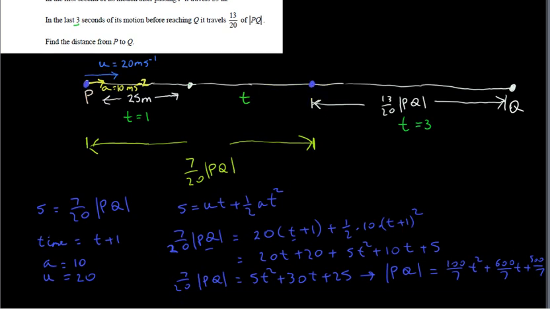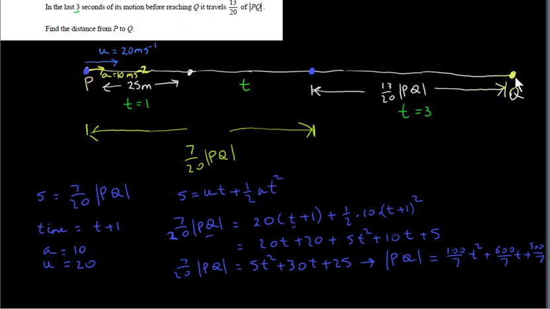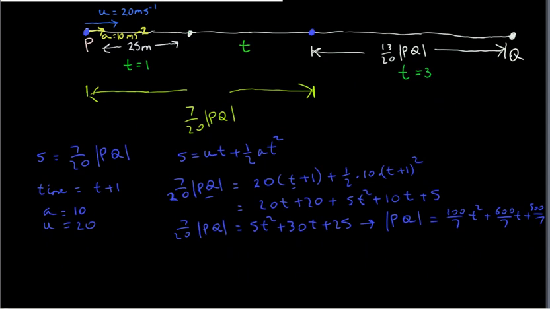What we do next is consider the journey from P all the way to Q. So for that journey, the initial speed is 20. The distance s is the distance from P to Q. We just write that as PQ. The acceleration is 10, same as before. Initial speed and acceleration are the same. What about the time? The time is 1 plus t plus 3. That's 4 plus t, or t plus 4.